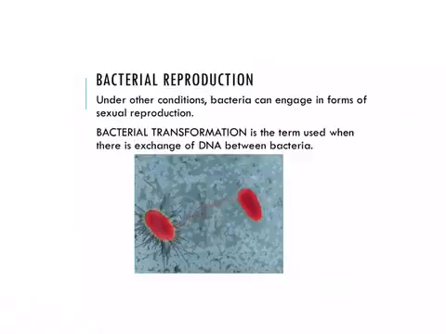Now, bacteria do undergo some forms of sexual reproduction under certain circumstances, and there are three kinds. The first kind of sexual reproduction in bacteria is called transformation. This is a term used whenever there's an exchange of DNA between bacteria. So it's sort of a general term, and it's used generally when we're not sure exactly how that transformation happened, but there's some way that information from one bacteria got to the other in terms of DNA.